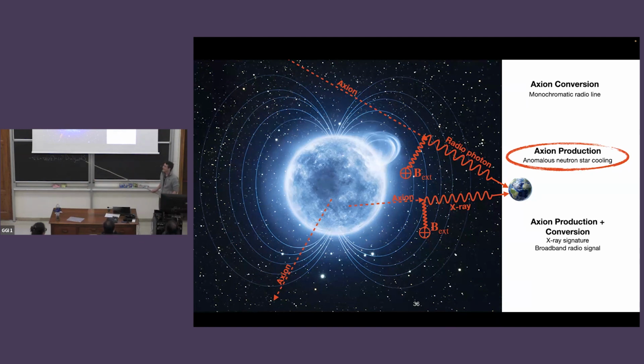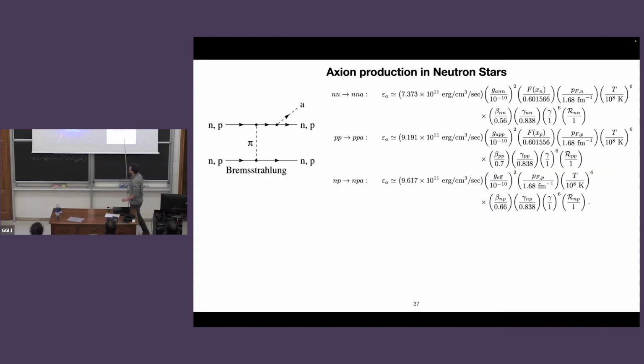Everything that Josh just talked about happened outside the neutron star. So let's move inside the neutron star and think about how to actually produce axions. Now, one of the main production mechanisms of axions is just plain old Bremsstrahlung. So you just have your neutrons and protons, and you just radiate an axion after some pion exchange.